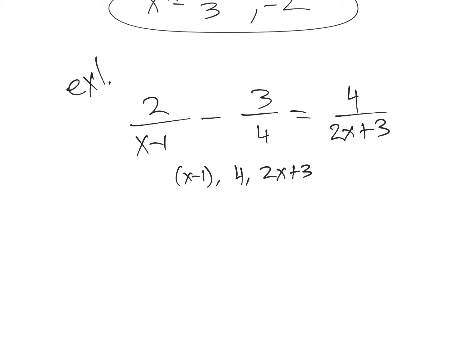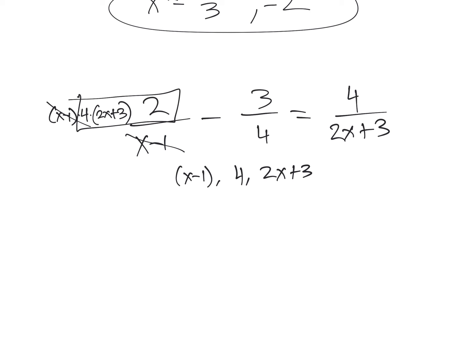So if we multiply, let me erase this top part here. If we multiply this by x minus 1 times 4 times 2x plus 3, then the x minus 1s reduce out. So now you have to do that. So 8 times 2x plus 3 is 16x plus 24. So 2 times 4 is 8. Distribute the 8. 8 times 2 is 16. And 8 times 3 is 24.